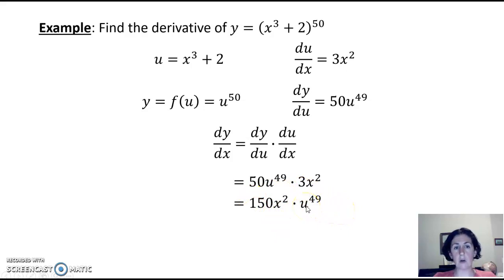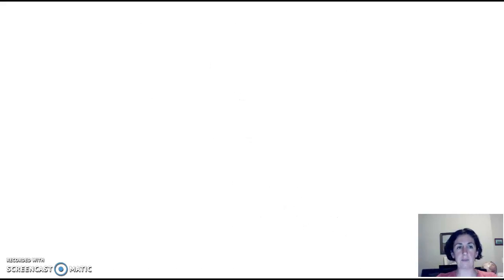But what is u? We said u was x cubed plus 2, so we can substitute that back in. So the derivative of x cubed plus 2 all to the 50th power is 150x squared times x cubed plus 2 all to the 49th power. Let's look at another example.